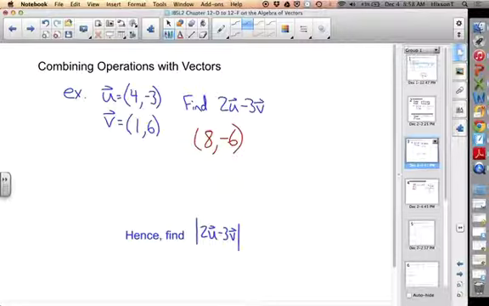So that's (8, negative 6) for 2u. Then we're going to subtract from that 3v. So we just said 3v was (3, 18). Okay? And you could either do it this way, or you could say, okay, it's times a negative 3, and it would be plus the vector (negative 3, negative 18). Either way will work. But then your result would be (5, negative 24), since negative 6 minus 18 is negative 24. Okay?